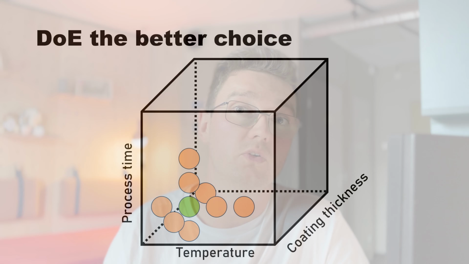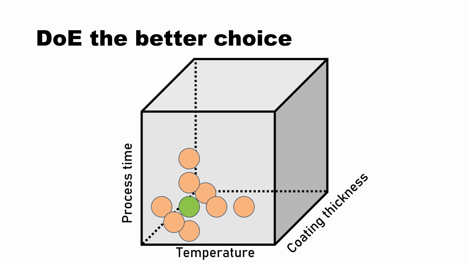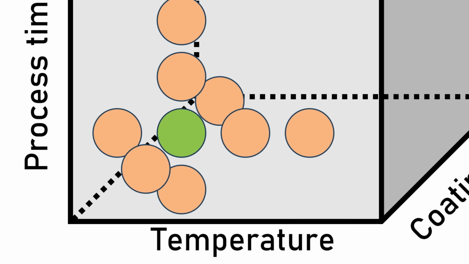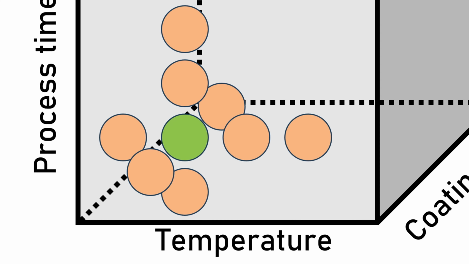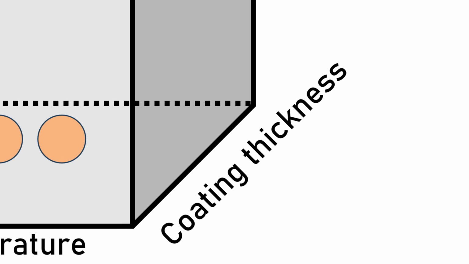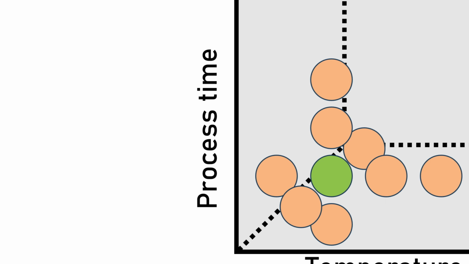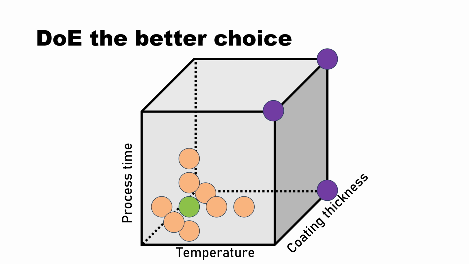If you do a DoE, you would decide on a design space. You would decide on a temperature range that you think is relevant, a range for the coating thickness and also a range for the process time. And then you would actually only test the edges of that design space. And usually with the DoE, you would also test the center point.